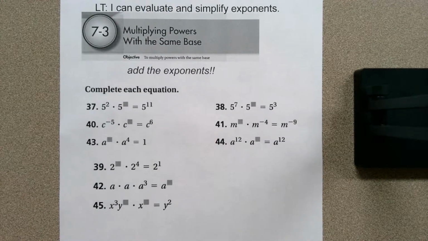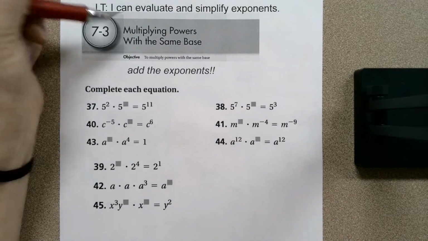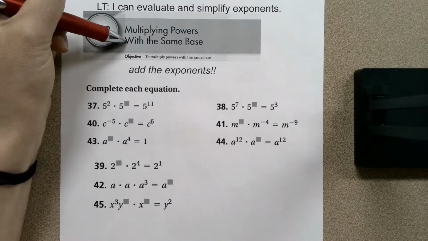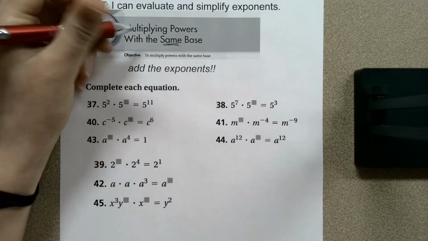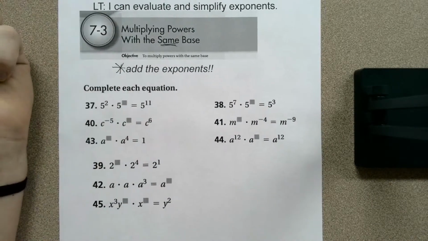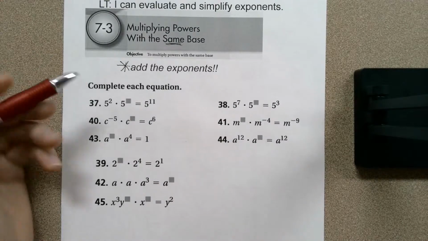For lesson 7.3, we're working on evaluating and simplifying exponents just like we were in lesson 7.2, but this time we're focusing on a new rule. Anytime we're multiplying powers with the same base, we are going to add the exponents. And this is what I mean by that.